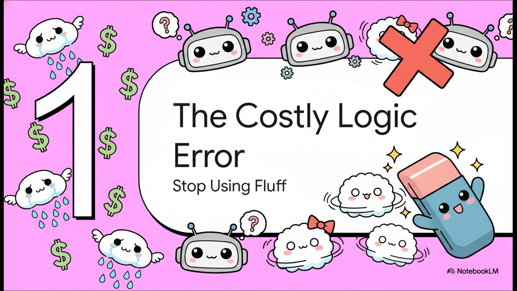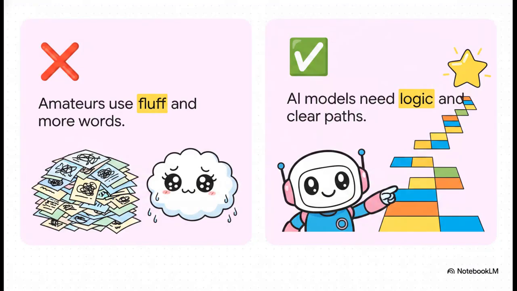Stop using fluff. It's a super common trap to think that writing more words somehow means providing better data. But frankly, amateurs rely on fluff. The source material draws a really sharp line here. AI models need strict logic and clear paths. They do not need essays. To succeed at this, your mindset has to shift completely away from word count and move toward high-level strategy.